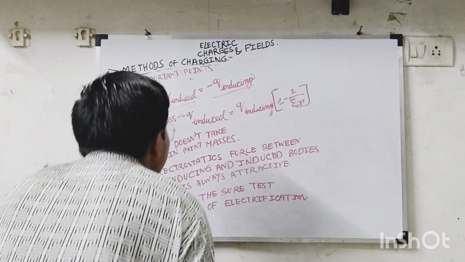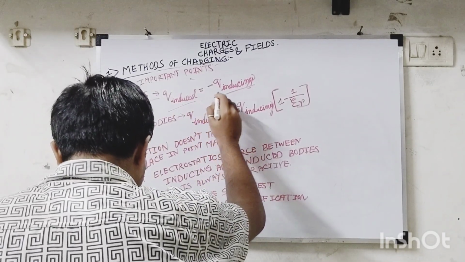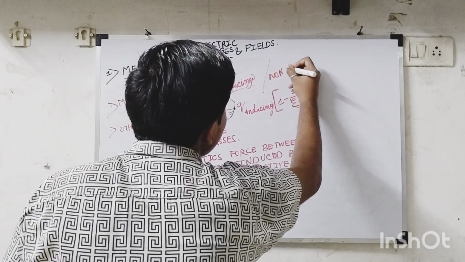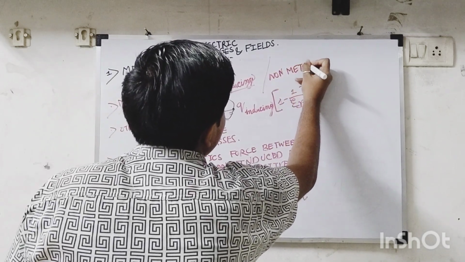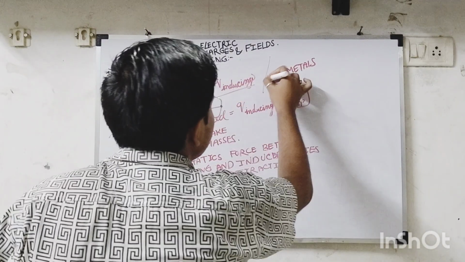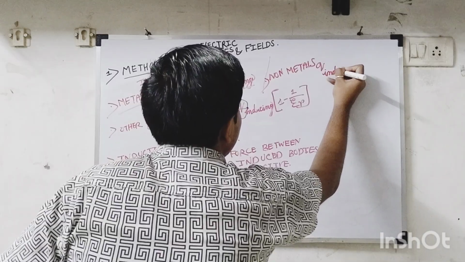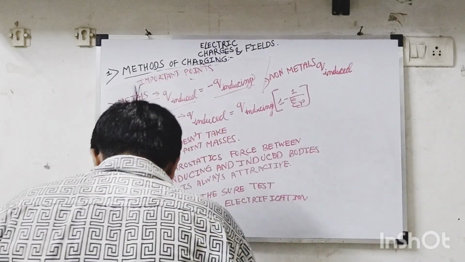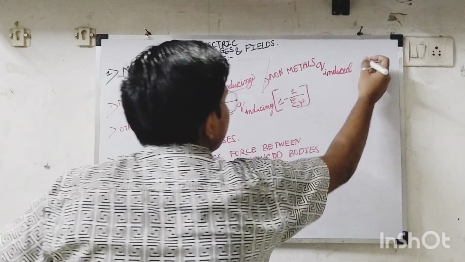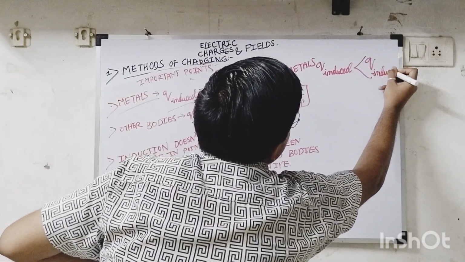This one is for metals. For metals it produces equal and opposite charge. And in case of non-metals, another point arrives. See how many points: 1, 2, 3, 4, 5, 6 points. Non-metals, Q induced is always less than Q inducing. Another very important point.